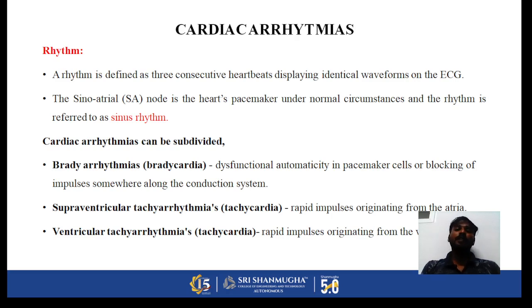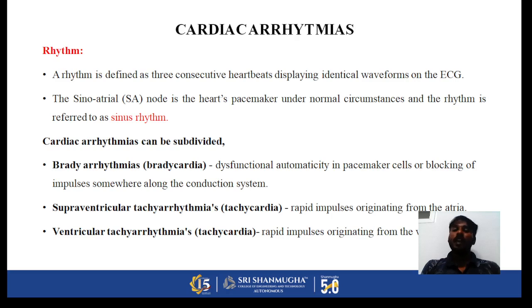Rhythm is nothing but three consecutive heartbeats displaying identical waveforms on the ECG. The sinoatrial node is the heart's pacemaker under normal circumstances, and the rhythm is referred to as sinus rhythm. Cardiac arrhythmias can be subdivided into bradyarrhythmias, supraventricular tachycardias, and ventricular tachycardias. Supraventricular tachycardia is rapid impulses originating from the atria. Ventricular tachycardia is rapid impulses originating from the ventricles.